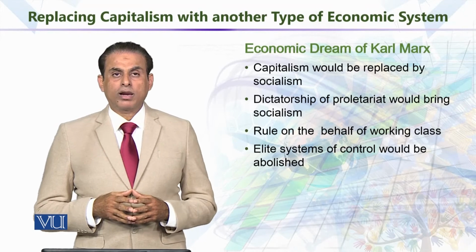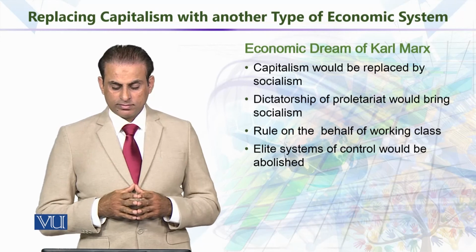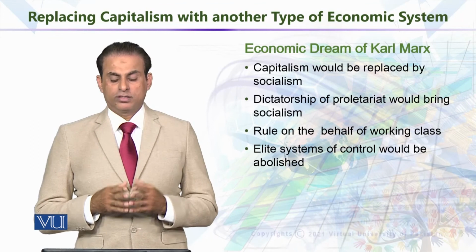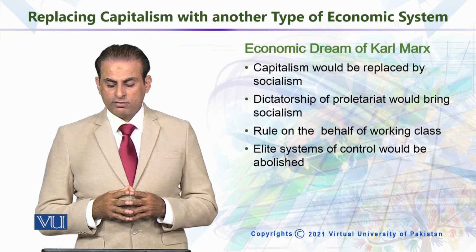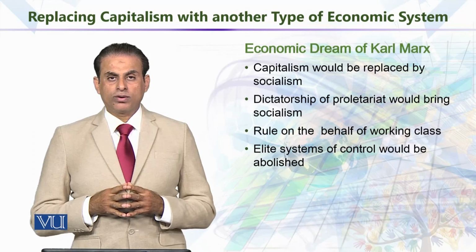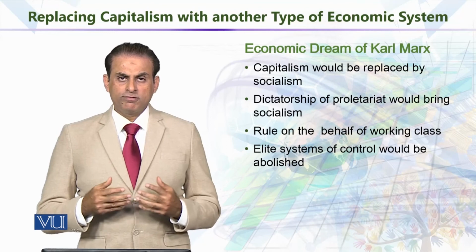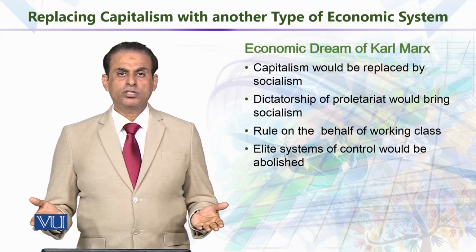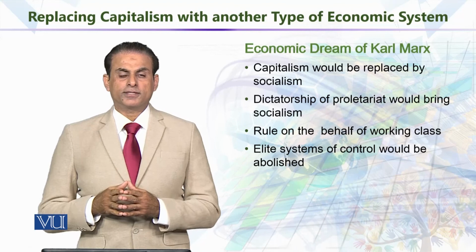Economic dream of Karl Marx: capitalism would be replaced by socialism. Dictatorship of the proletariat would bring socialism. Rule on behalf of the working class. Elite systems of control would be abolished. It is only possible when the poor class has the resources. That is impossible because all the resources lie with the rich class.